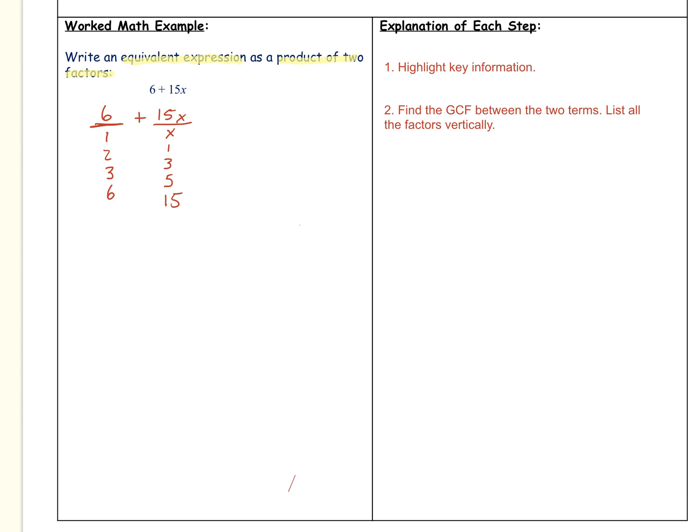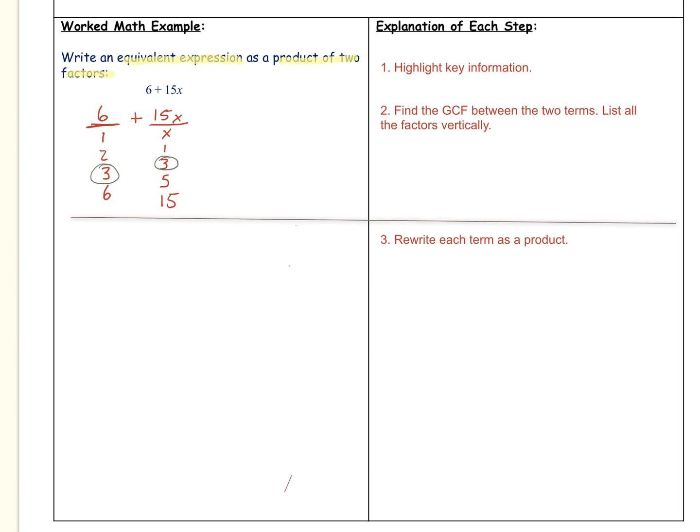Now you need to look for the factor that they have in common. One has a variable, the other one doesn't, so it cannot be a variable. We have 3 and 3. That is the greatest common factor. So we can actually rewrite this expression as a product of two factors now. We are going to rewrite each term as a product. That means that we know that 6 is the same thing as saying 3 times 2. Okay? And 15x is the same thing as saying 3 times 5x.